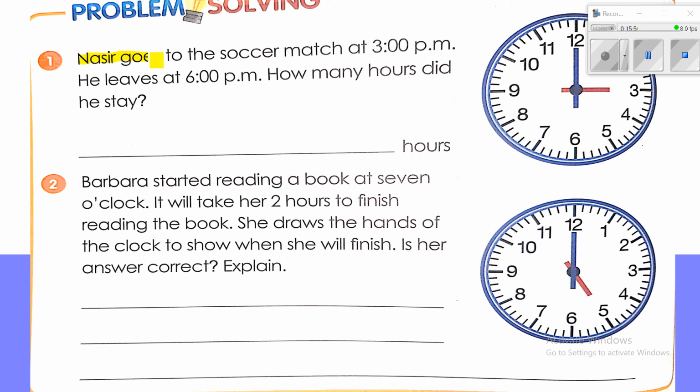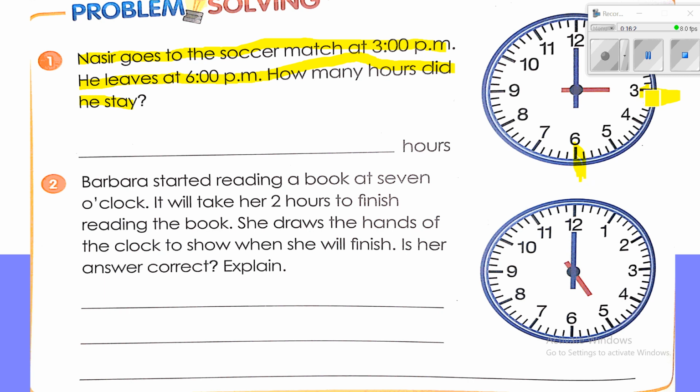Nasser goes to the soccer match at 3 p.m. p.m. means afternoon. He leaves at 6 p.m. How many hours did he stay? So, let's see where the 3 is. Here it is. And he left at 6. How many hours between 3 and 6?